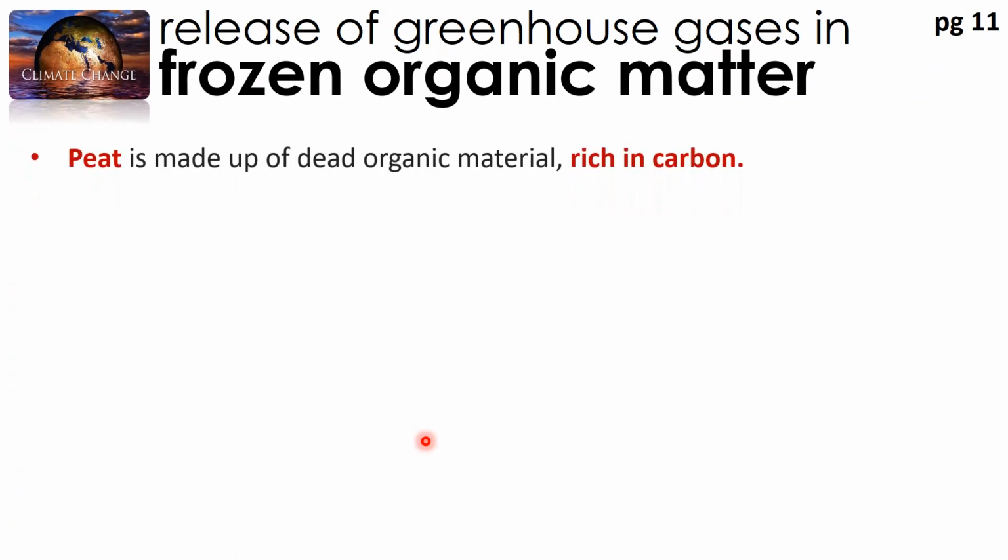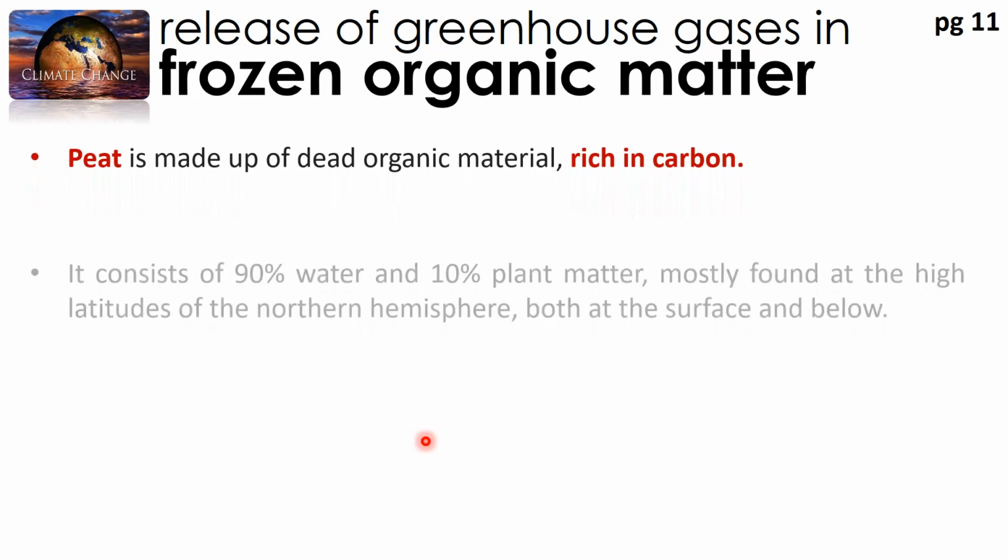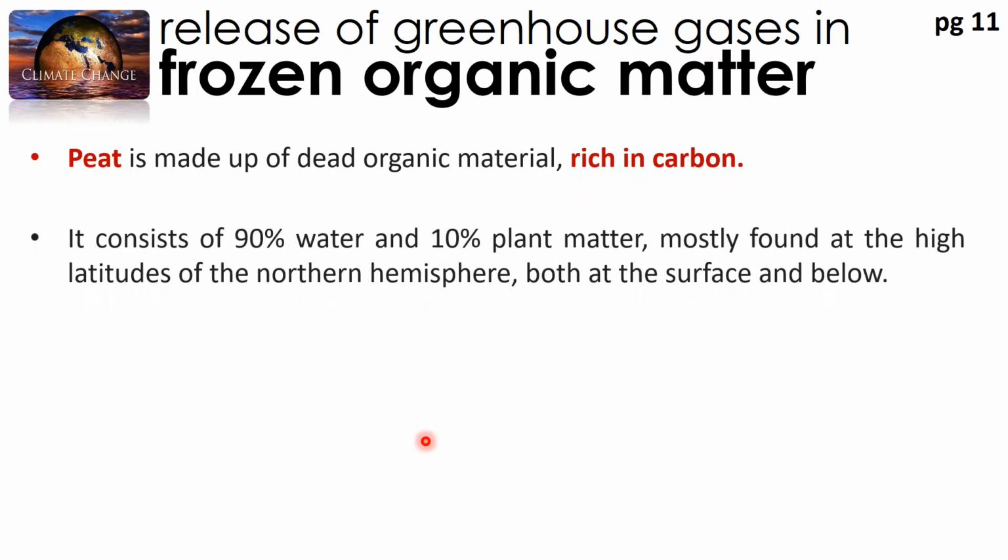Now, peat is made up of dead organic material. It is also rich in carbon. It consists of 90% water and 10% plant matter. It is mostly found at high latitudes of the northern hemisphere, both at the surface and below. But peat is also very common in tropical lands as well.